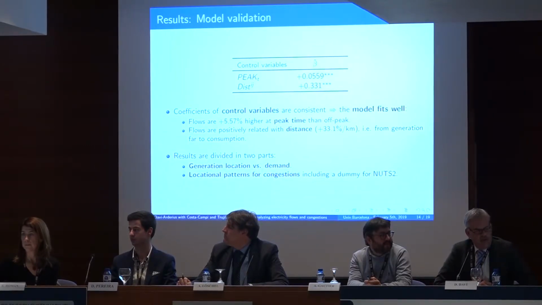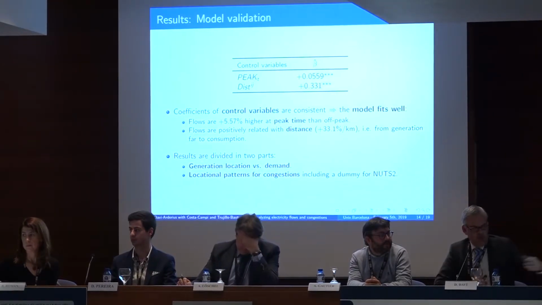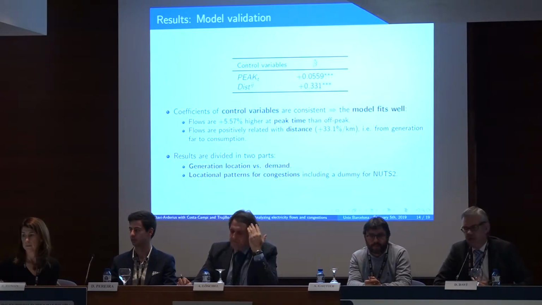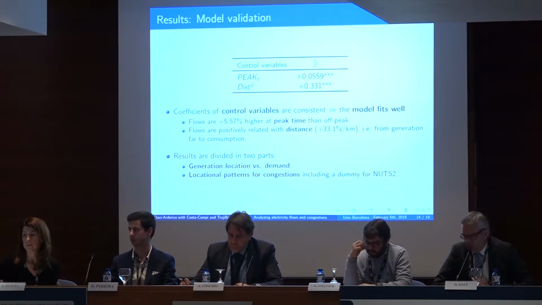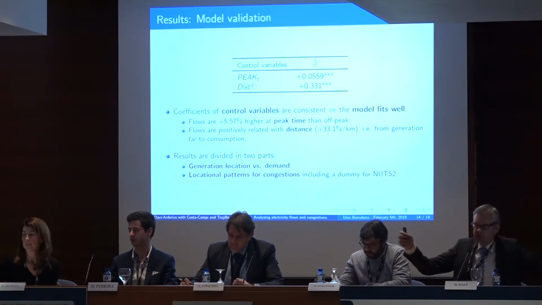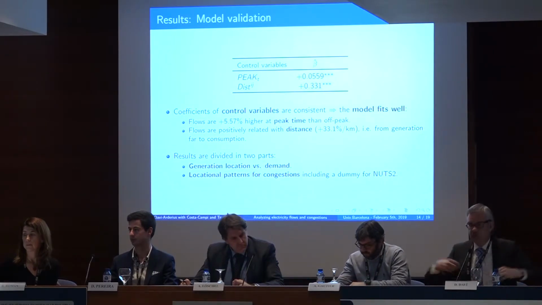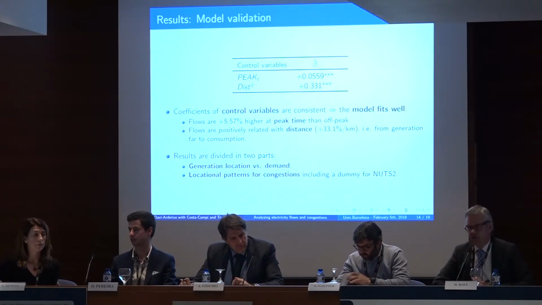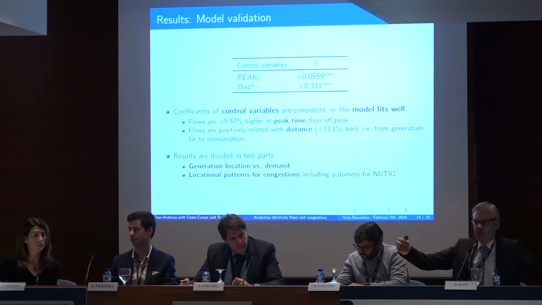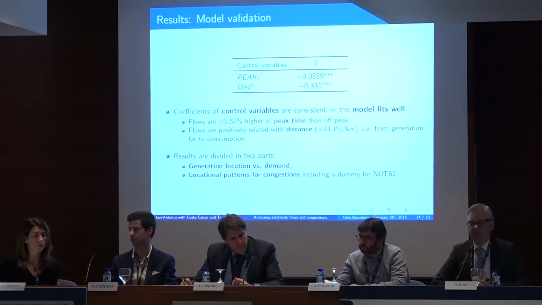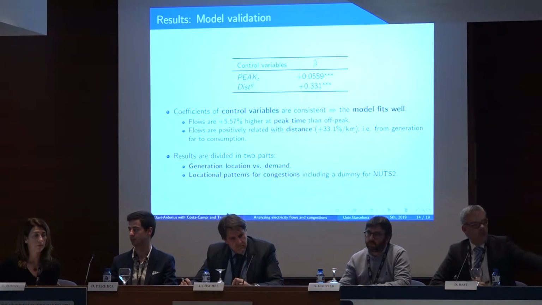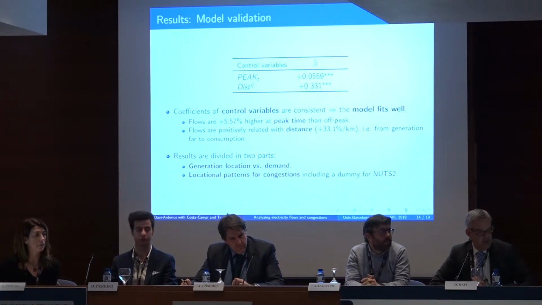And another interesting result, which we used to validate, but it's also interesting, is that the distance is positively related with the flows. That means that the longer the line, the higher the flows. That means that transmission grids are mostly used to send energy from further generation plants. So using that information, I will show you in more detail two kinds of results.